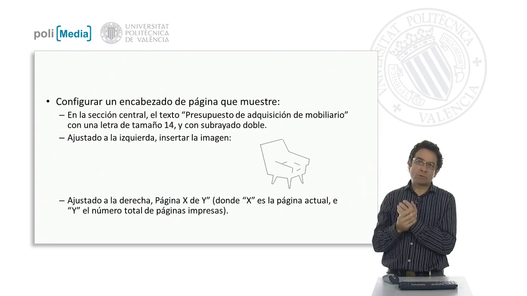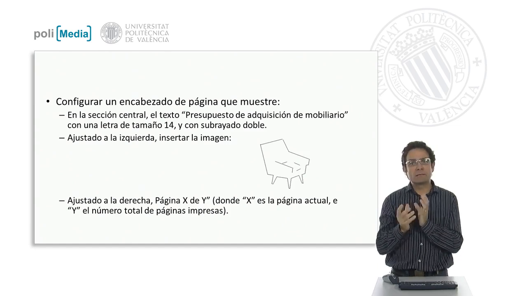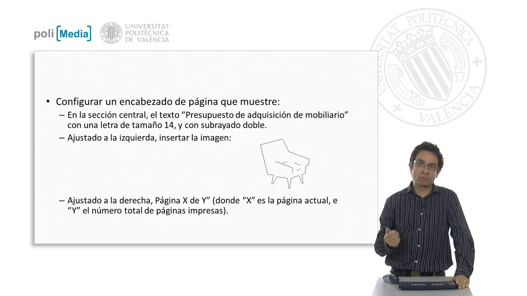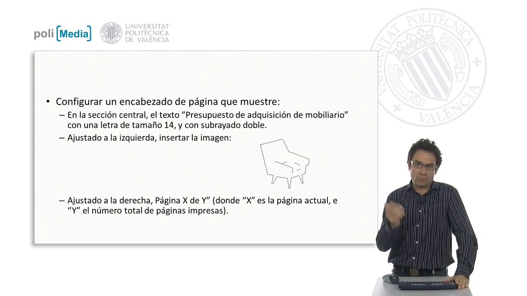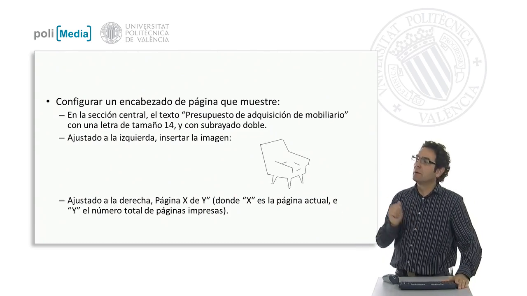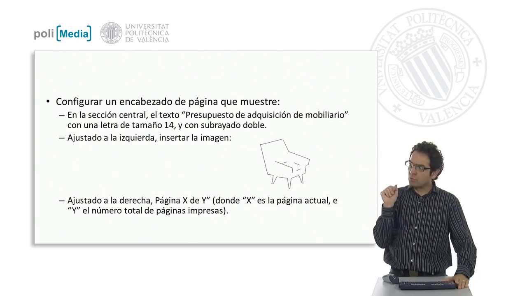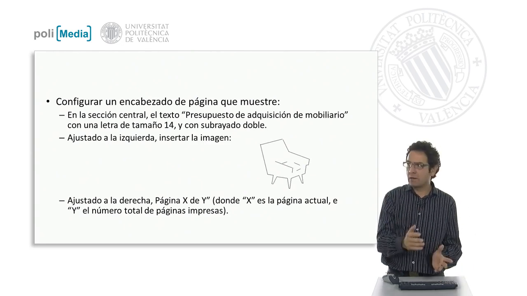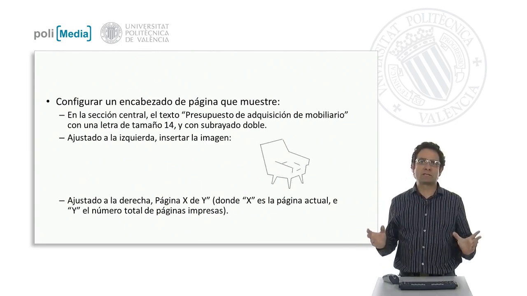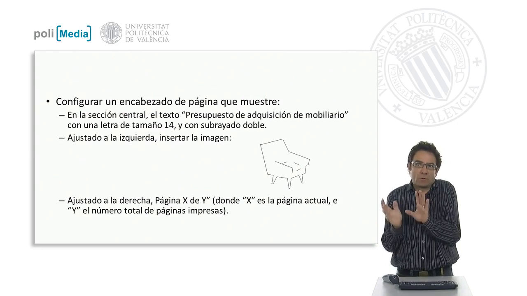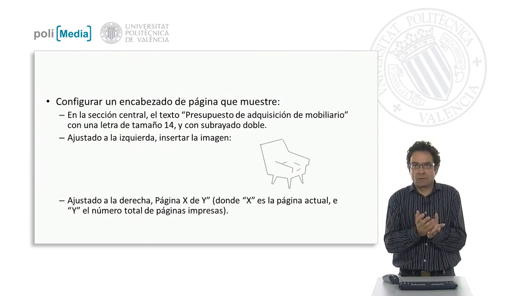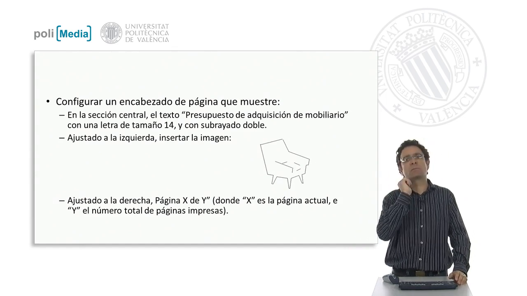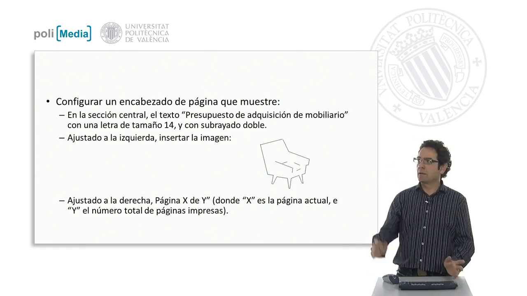A line to the left to put this logo, which in some way we have to have in our file system, within reach of our computer, in a network unit or wherever they have put it. And afterwards, a line to the right to put page X out of Y, where X is the current page and Y is the total number of printed pages. That is, if my spreadsheet printed on 4 pages, the first would be page 1 out of 4, page 2 out of 4, page 3 out of 4, page 4 out of 4.